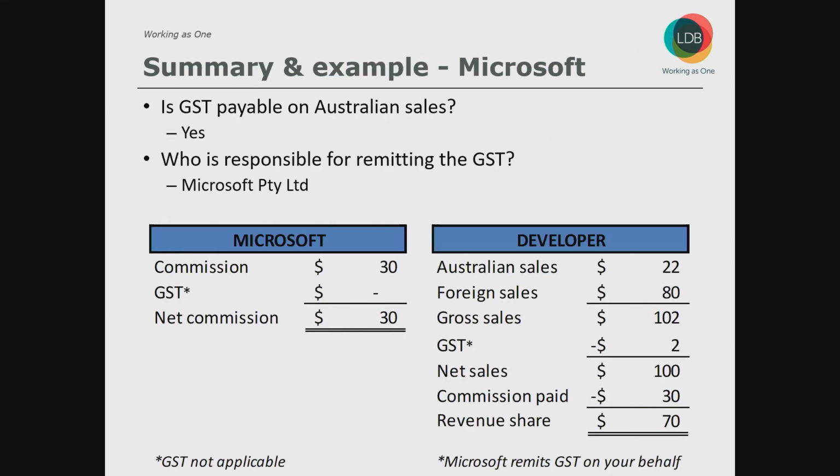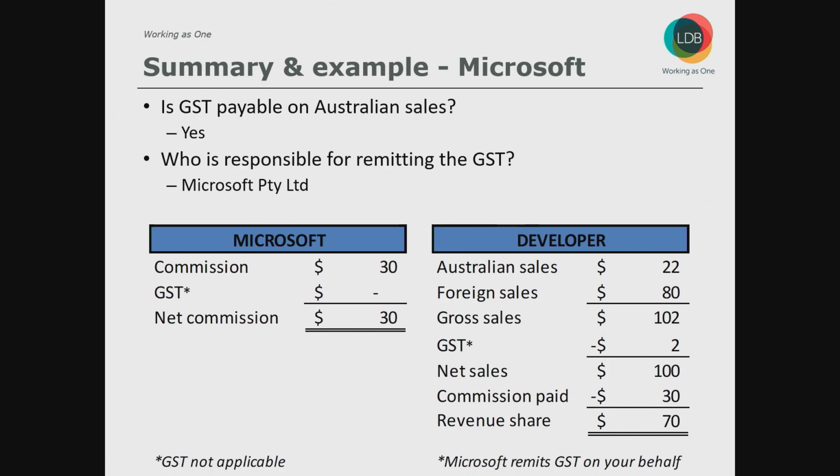In that situation, transaction 2, which comes back to you, the net amount of the sales, is between a US entity and an Australian entity, so no GST applies to that transaction. So again, is GST payable on Australian sales? Yes, it certainly is. And who is responsible for remitting the GST? In this case, it is Microsoft, not by way of the agency relationship, but by way of the clause where they're taking responsibility. On this slide again, you can see that the total gross sales worldwide are about $102, with $2 relating to our Australian end users.